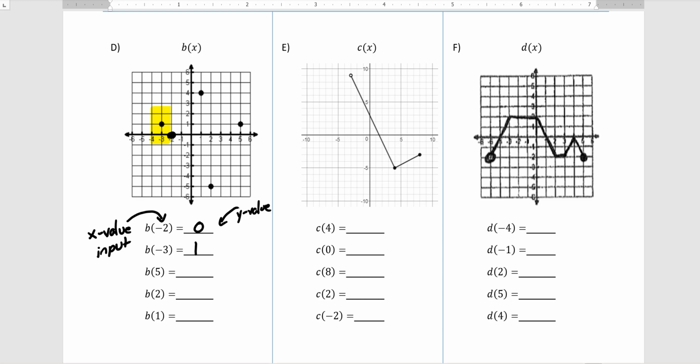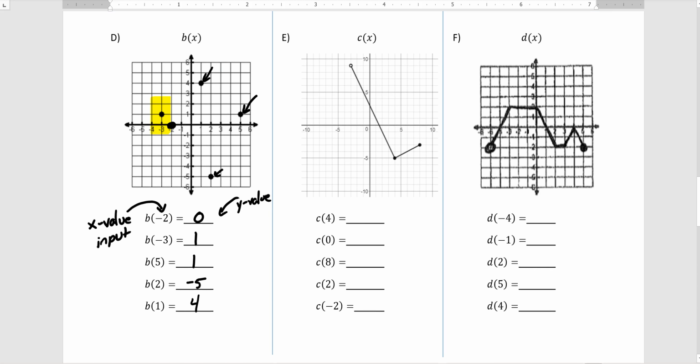B of 5 right here. Let's see. It also has a y value of 1. Remember, that's okay. They just can't have the same x value producing multiple outputs. B of 2. So when x is 2, what is y equal to? Y is equal to negative 5. And b of 1. When x is 1, what is y equal to? 4. All right. And that's all it is, reading a graph. That was b of x. Let's try letter E here, c of x.